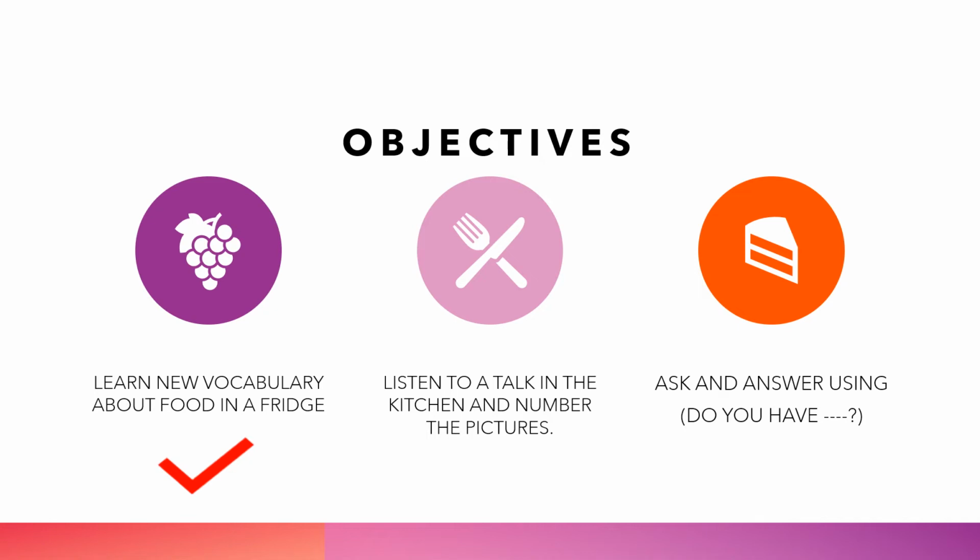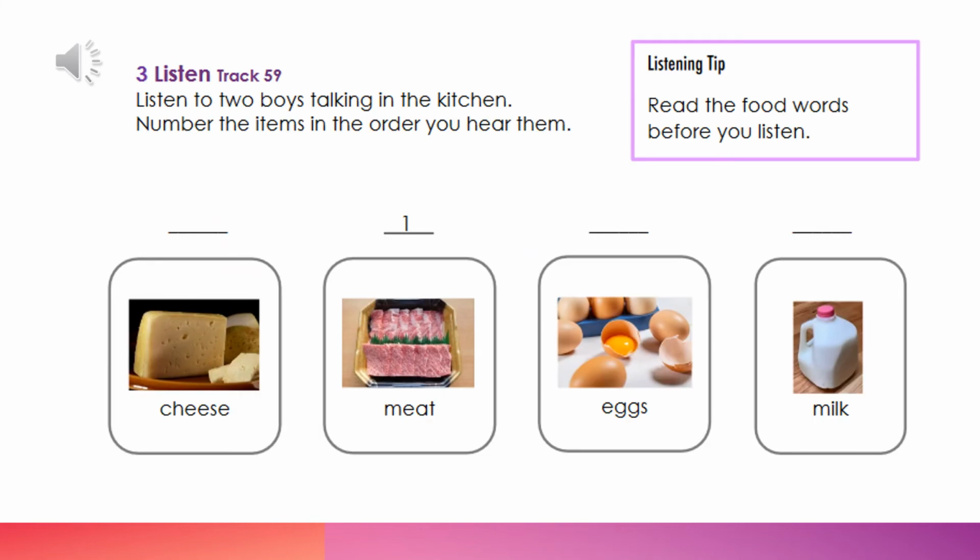Now we have finished the first objective for today. We have learned new vocabulary about food in a fridge. Here in activity 3, listen track 59. Here we are going to listen to 2 boys talking in the kitchen. Number the items in the order you hear them. They are in the kitchen and they are talking about food items.